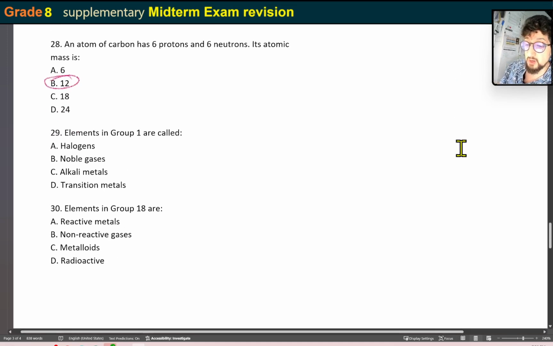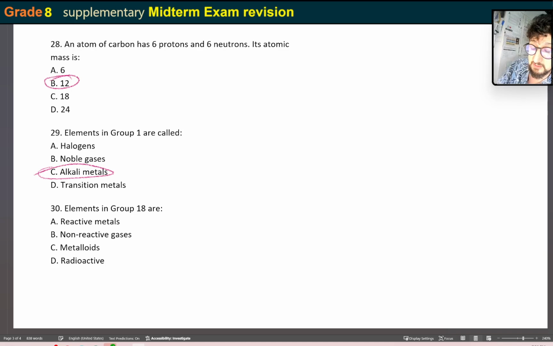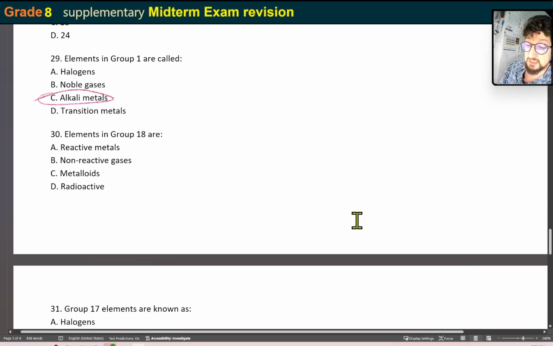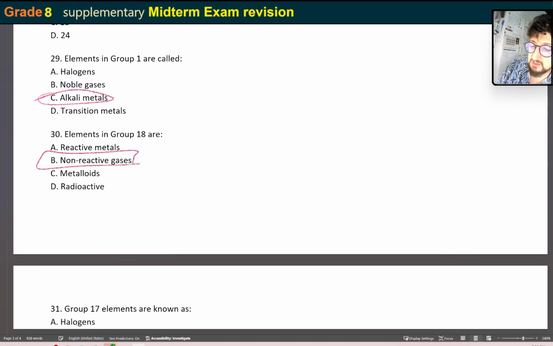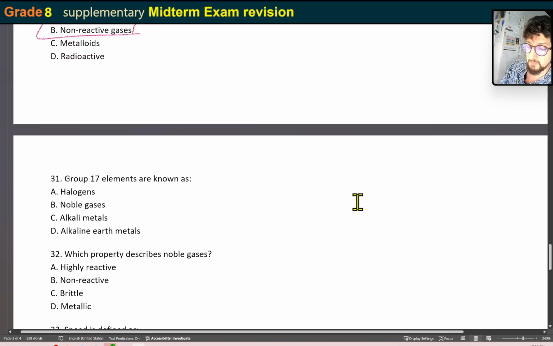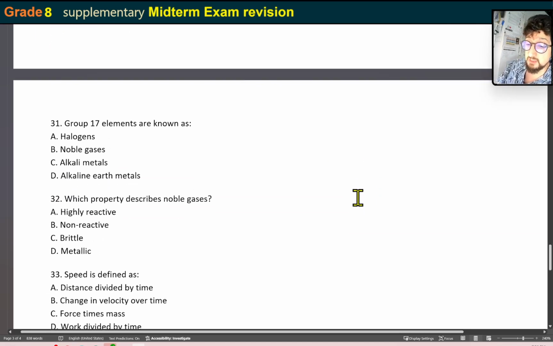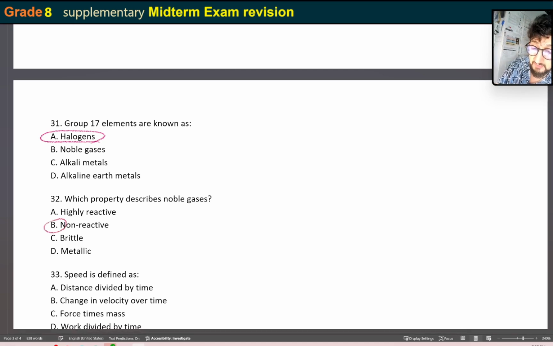Elements in group 1 are called alkali metals. Elements in group 18 are called noble gases. They are non-reactive gases. Group 17 elements are known as the halogens. Which property describes noble gases? Noble gases are non-reactive. Remember, noble gases have complete outer shells, so they are non-reactive.